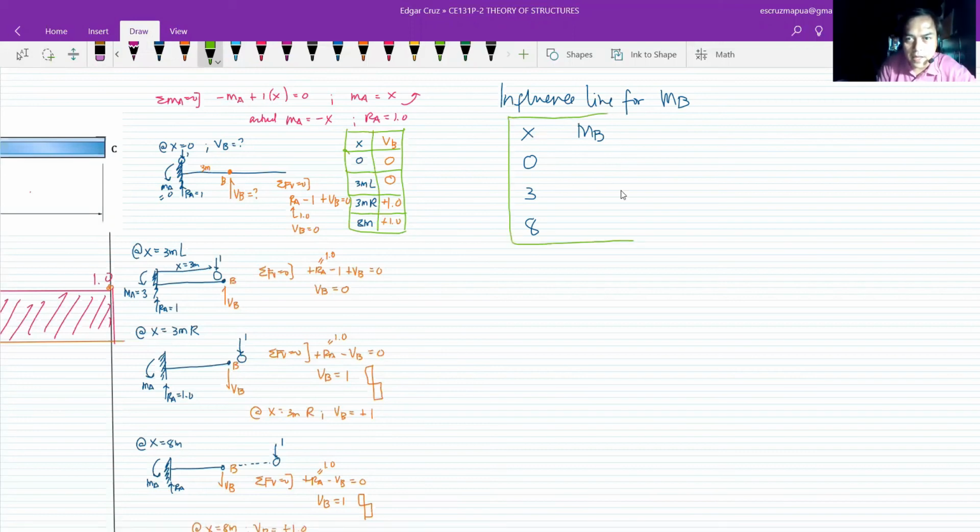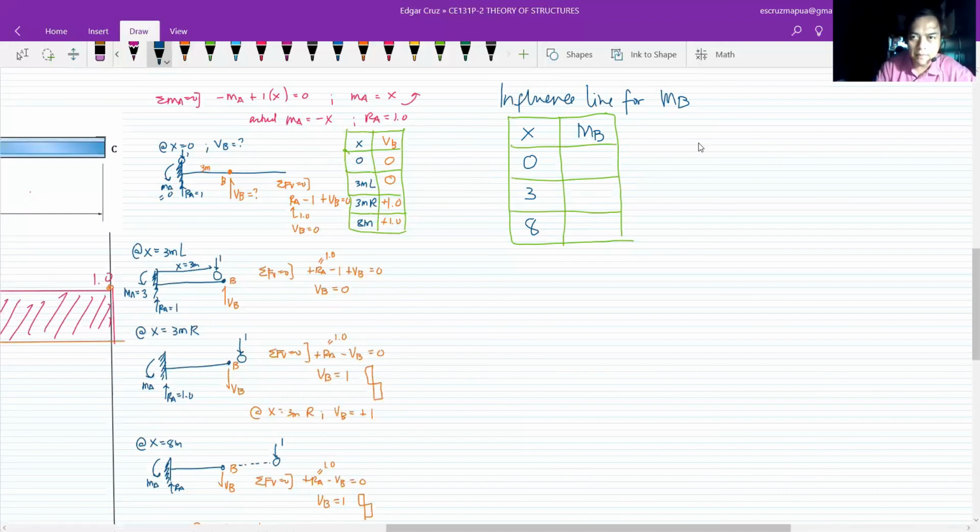Okay, so pagka shear, lagi nyong i-consider yung before and after the point. Diba? Yung shear sa B, ang hinanap natin kanina. So, dapat i-consider mo yung point sa left side ng point B tsaka yung point sa right side ng point B. Ganun lagi pagka-shear. Pagka-moment, isang point lang, okay na yun. At X equals 0, 3 meters, tsaka 8 meters. So, unahin natin at x equals 0.